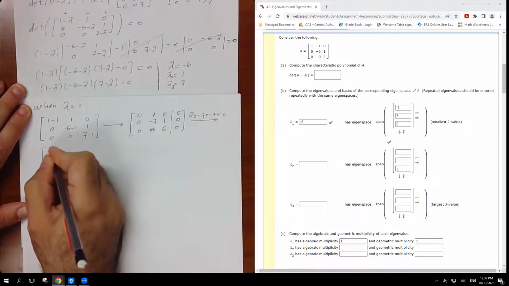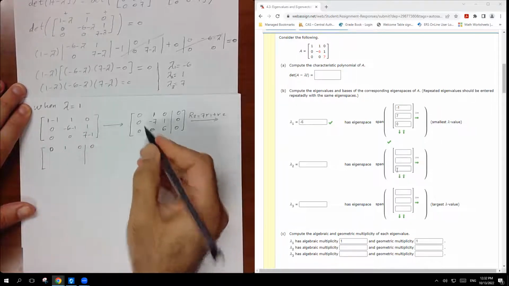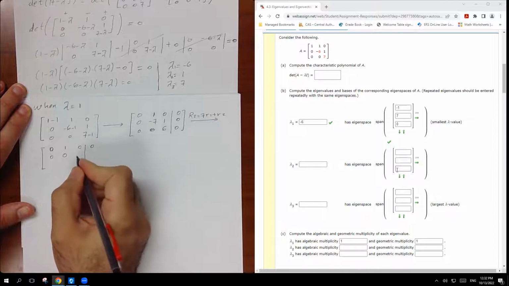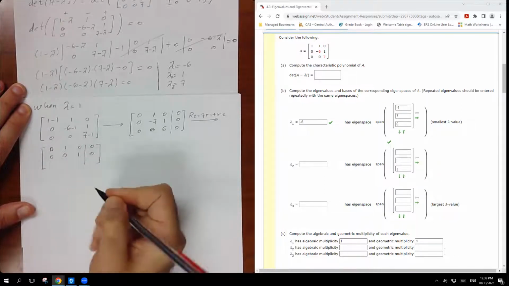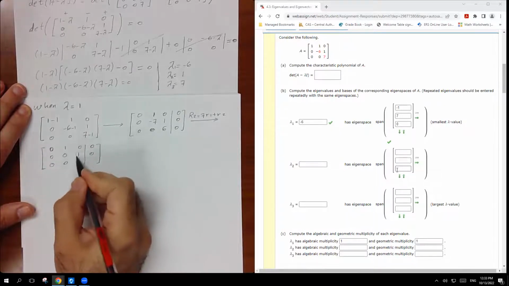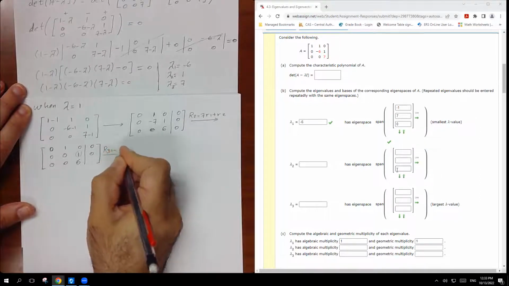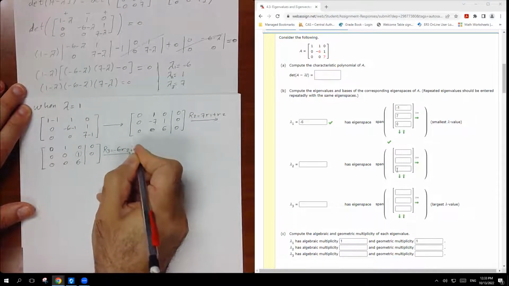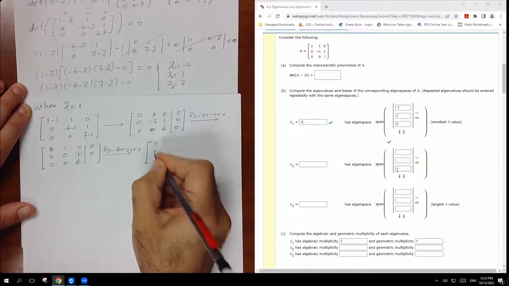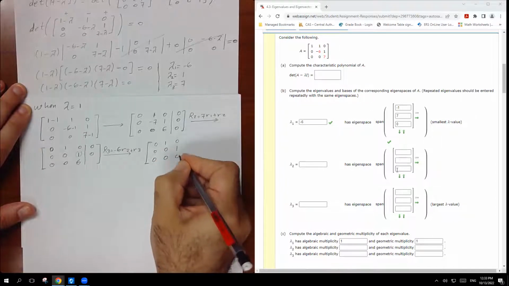That means it's going to be 1, 0 here, 1, 0, and this is 0. This one is still 1, and here is 0. And here is the third row. Now the second leading entry, this one, so I need to convert this one to 0. So what I'm going to do, R3 is -6 R2 plus R3, which is going to be all zeros here, 1, 0, 0, and 0, 1, 0.